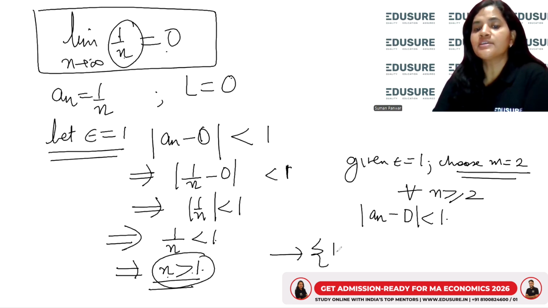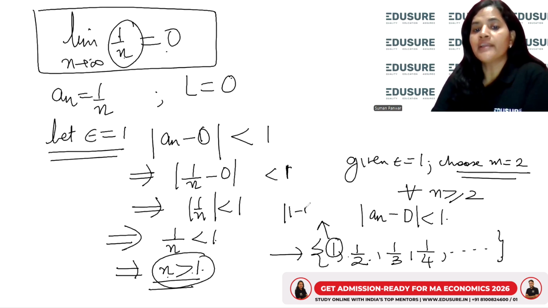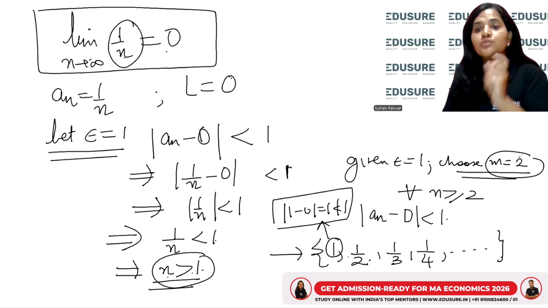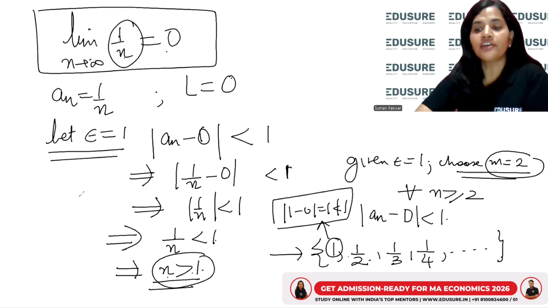You can see the sequence. The sequence is 1, then 1 by 2, then 1 by 3, then 1 by 4, and so on. If you look at the first term, that is a_1, first term minus 0 is 1. So this is not less than 1. So what we have done, we have chosen the natural number to be 2. That means excluding the first term, all the terms are at a distance of less than 1 from the limit 0. That is what we are trying to say.